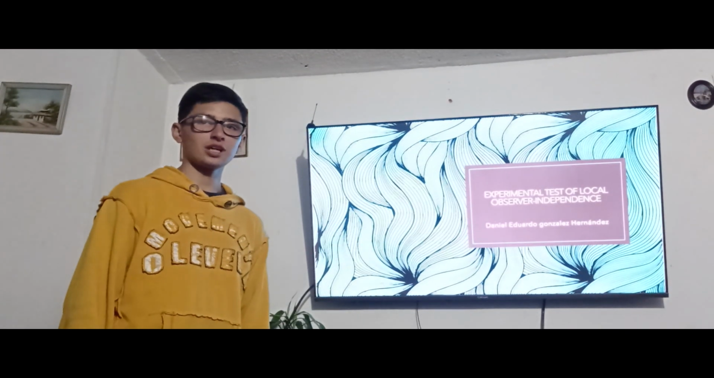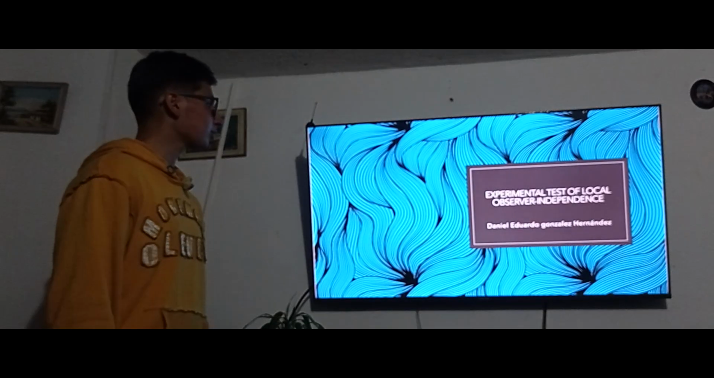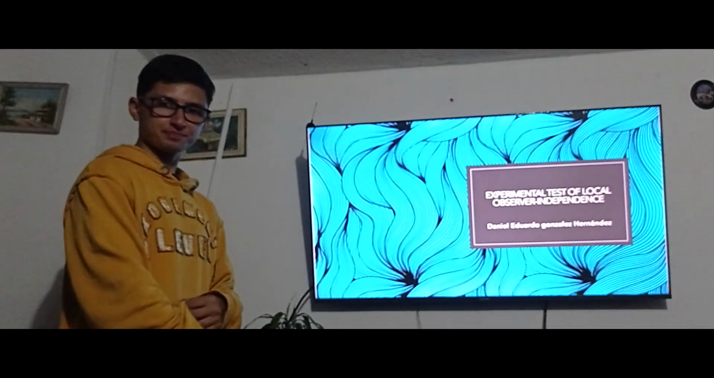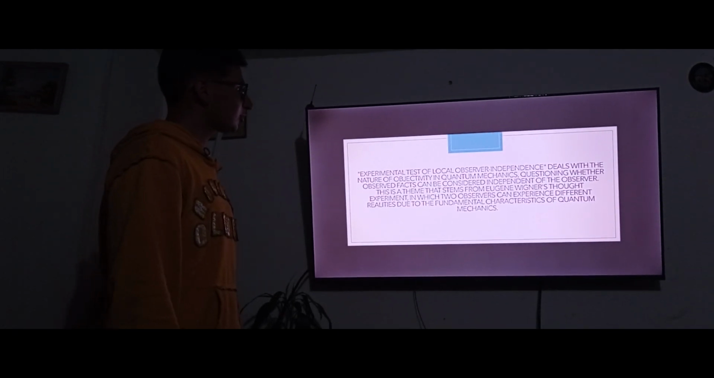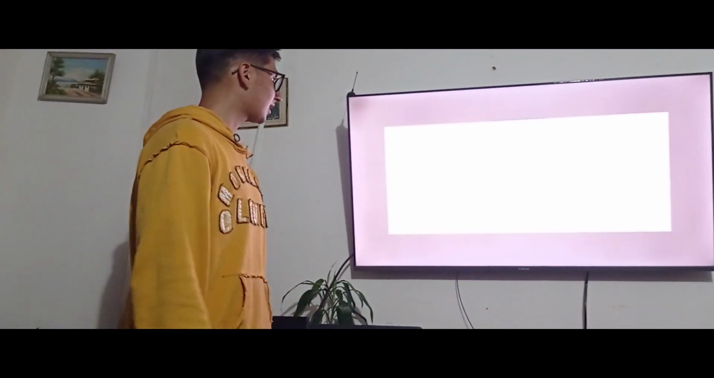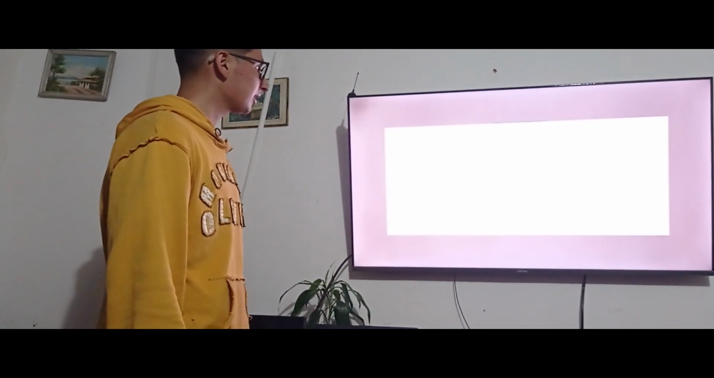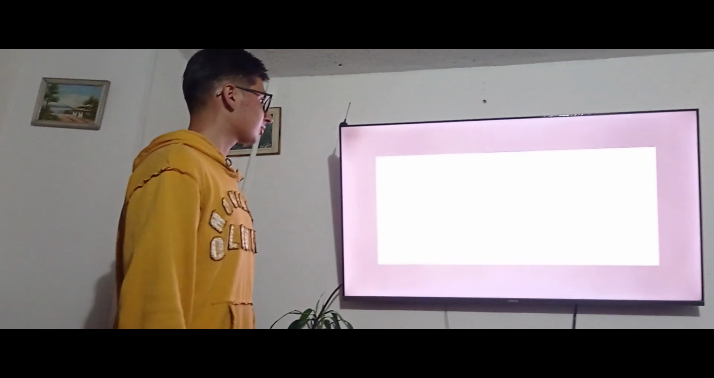I'm going to talk about an experimental test of local observer independence. Experimental test of local observer independence deals with the nature of objectivity in quantum mechanics, questioning whether observed facts can be considered independent of the observer.